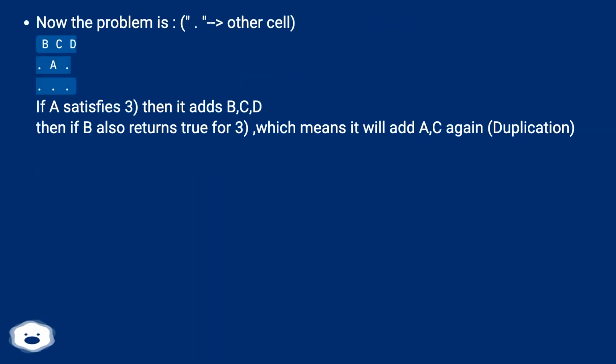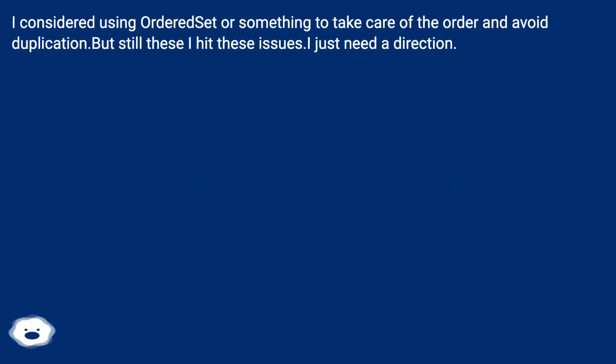Now the problem is, say cell A has other neighboring cells B, C, D. If A satisfies 3, then it adds B, C, D. Then if B also returns true for 3, which means it will add A, C again, duplication. I considered using an ordered set or something to take care of the order and avoid duplication, but still I hit these issues. I just need a direction.